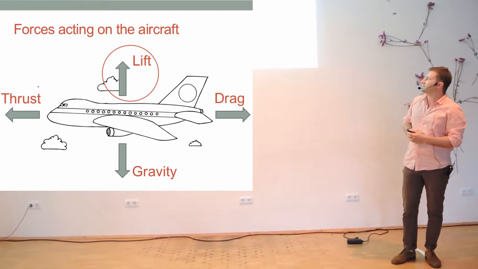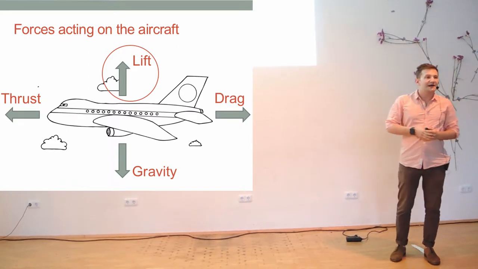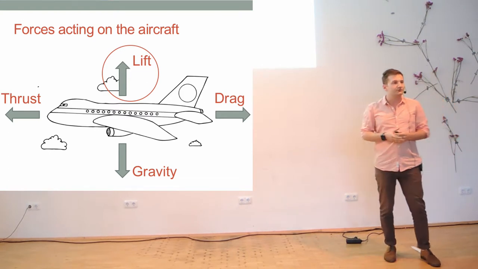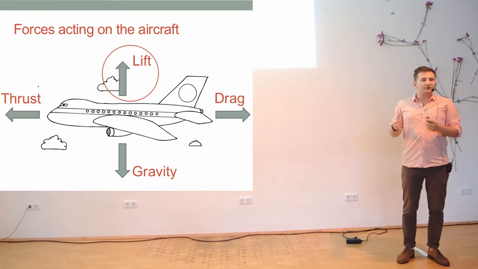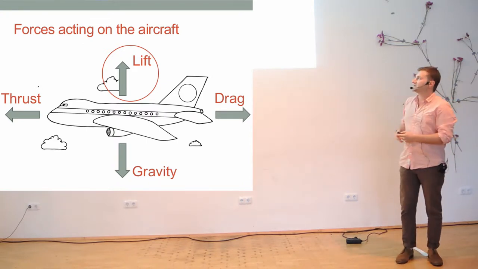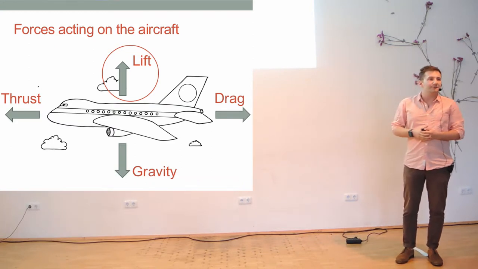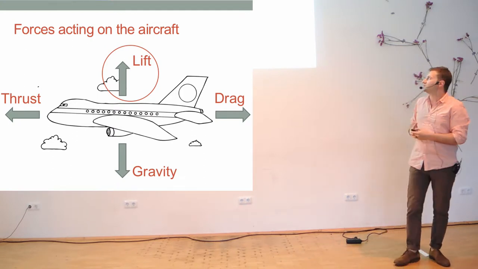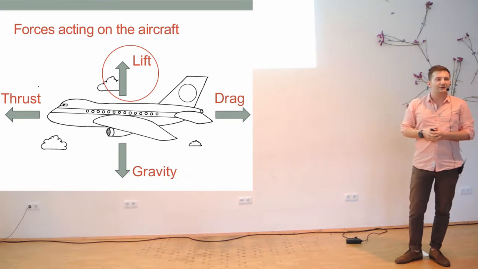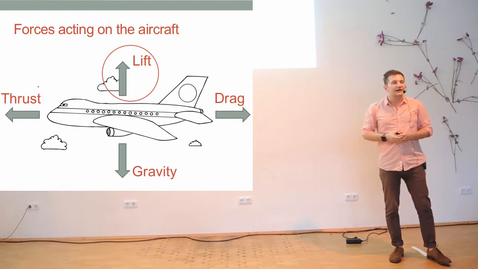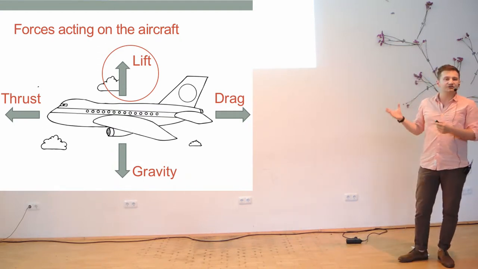Here you see a pretty realistic picture of the aircraft, and of course there's some gravity which tries to pull the airplane to the earth. So we need another force which should carry this airplane. This is the lift force, which acts upwards and can overcome the gravity. But when the airplane is moving through the air, there appears some drag. So the drag force tries to pull the airplane backwards, and we need another force which can overcome this drag, and this is the thrust produced by the engines of the airplane.